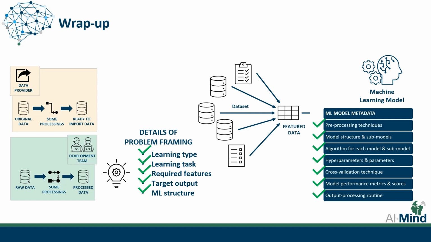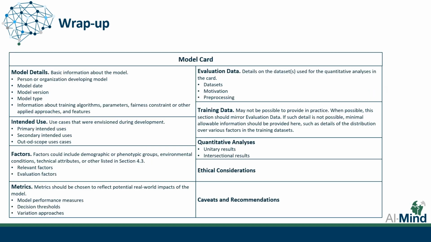Machine learning model metadata itself contains description of pre-processing techniques, model structure and submodels, algorithm for each model and submodel, hyperparameters and model parameters or attributes, cross-validation technique, model performance metrics and scores, and finally, output processing routines. And finally, once we have the trained model, we want to communicate the model in a transparent way. Model card is an alternative for it.